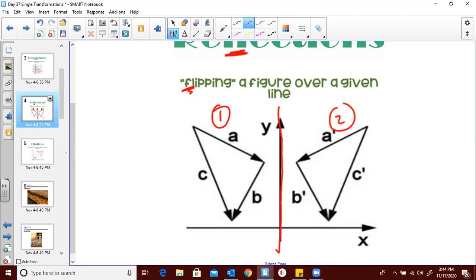Think of it more so as if we were folding a piece of paper in the middle, right down this line. This shape, say it was ink, would imprint this shape onto the other side.